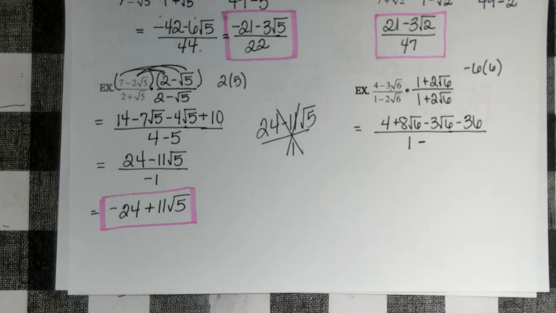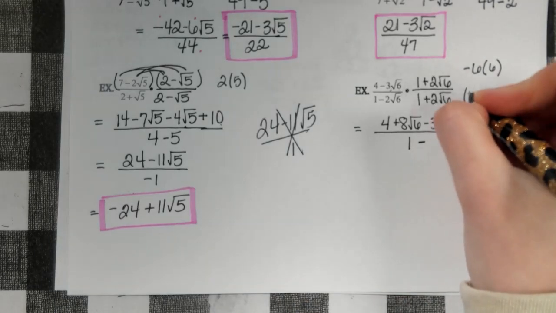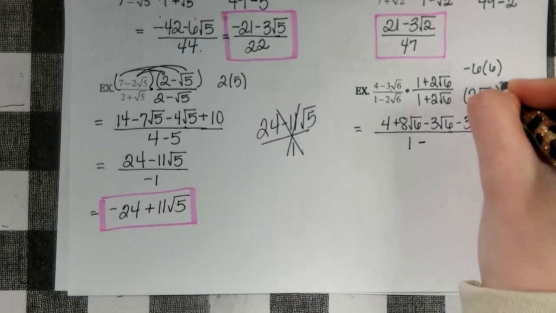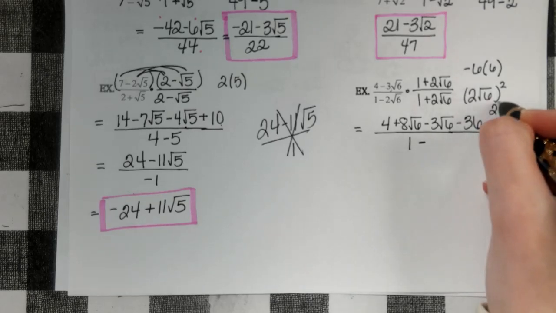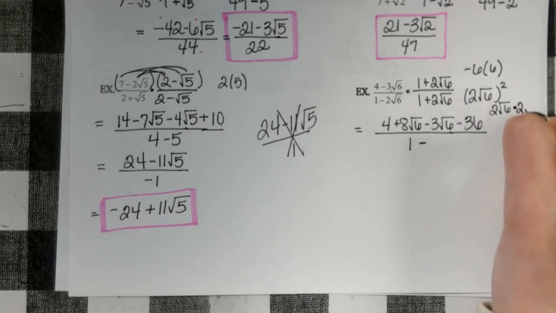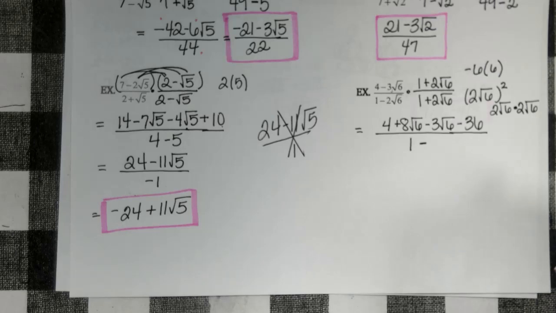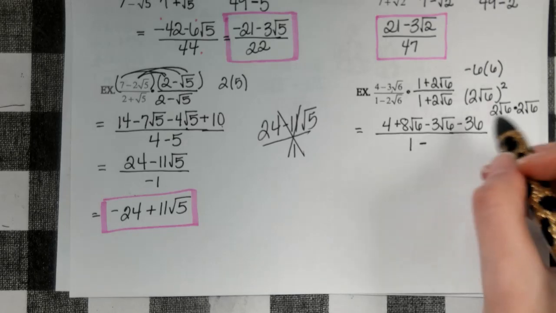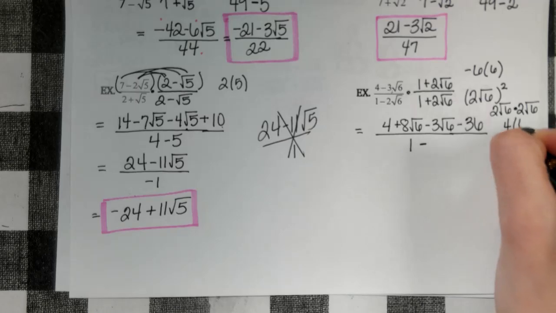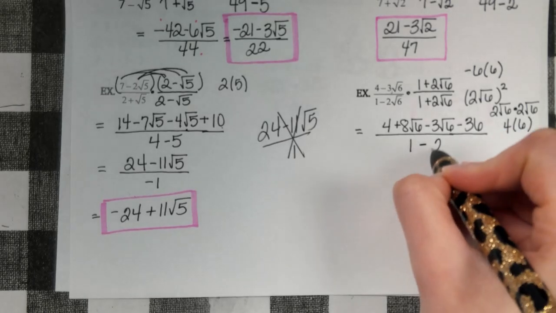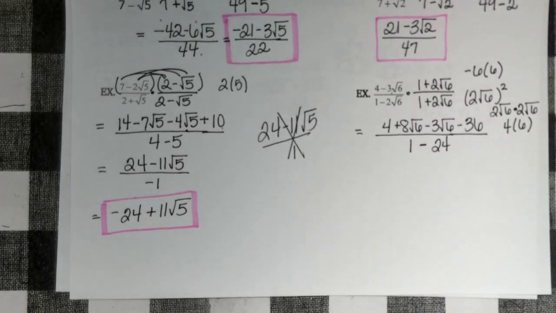So look at what you're multiplying. You're doing 2 square root of 6 squared, right? So that means 2 square root of 6 times 2 square root of 6. 2 times 2 is 4. Square root of 6 times square root of 6 is 6. So 24 is the correct one.